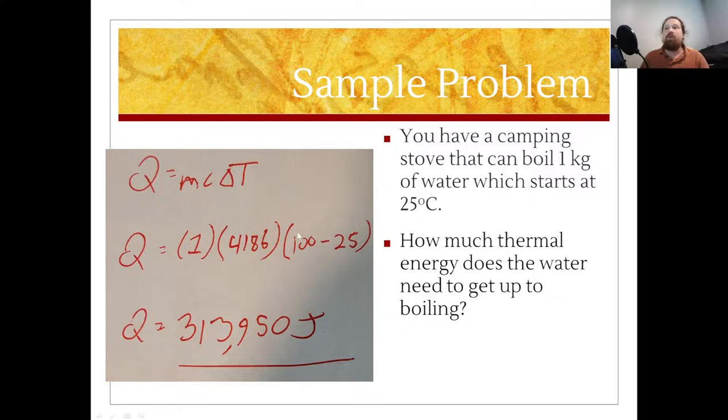Here's my work shown here. We're going to start with Q equals MC delta T. We are solving for Q because we want to know how much energy this takes. Our mass is 1 kilogram. Our specific heat from the table is 4,186. And our delta T, our change in temperature, we're starting at 25. We need to end at 100 Celsius.